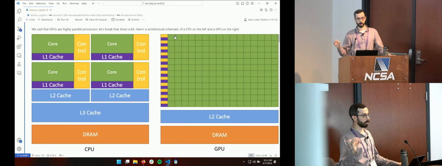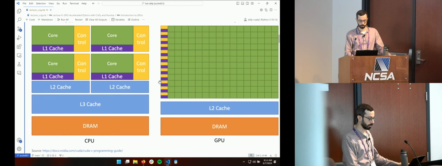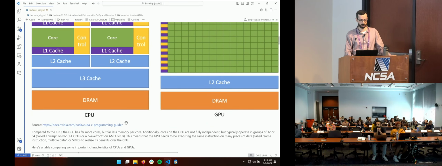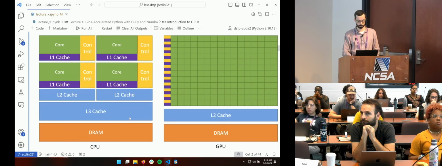But if you have a problem where you can have a lot of cores doing the same operations, then you can get a massive speed up over the CPU. And you can read more about this in gory detail in the NVIDIA C programming guide, which I've linked.